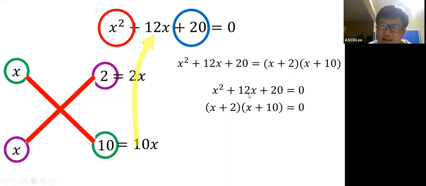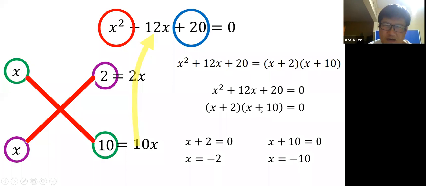Right? Why do we change this to this form? Why do we have to go about this roundabout method? We are doing this so that we can apply the zero product property. When we apply the zero product property, it says that x plus 2 must be 0, which means x equals minus 2. X plus 10 equals 0, which means x equals minus 10. So your solutions are x equals minus 2 and x equals minus 10. These are your two solutions.